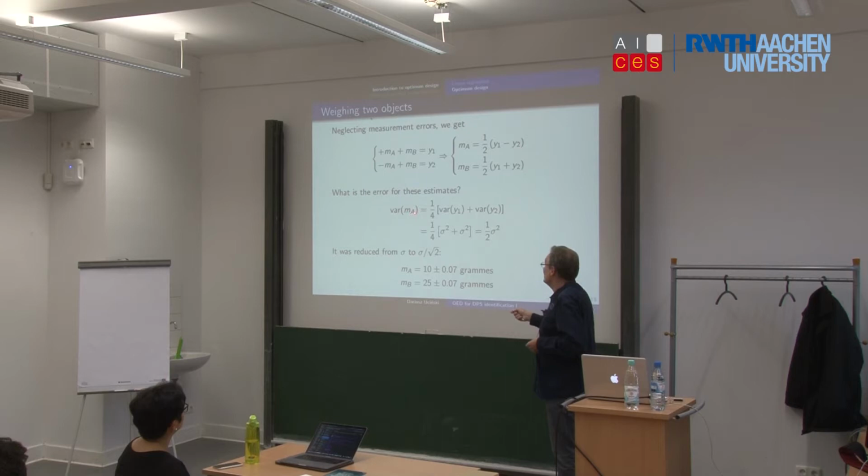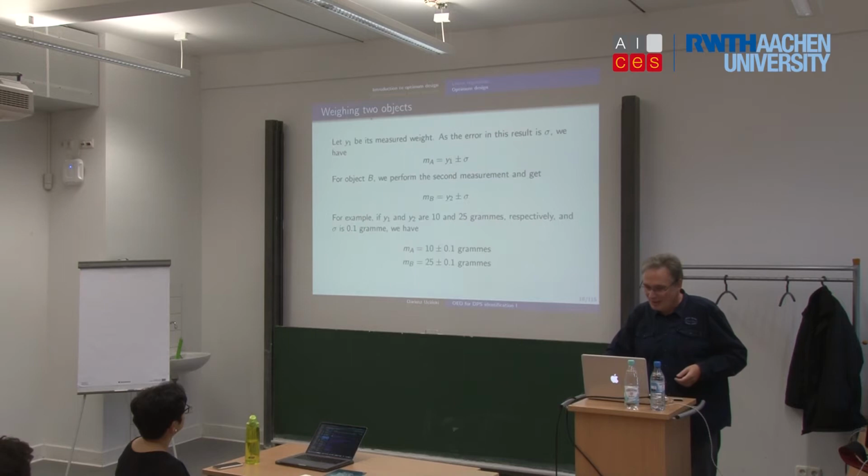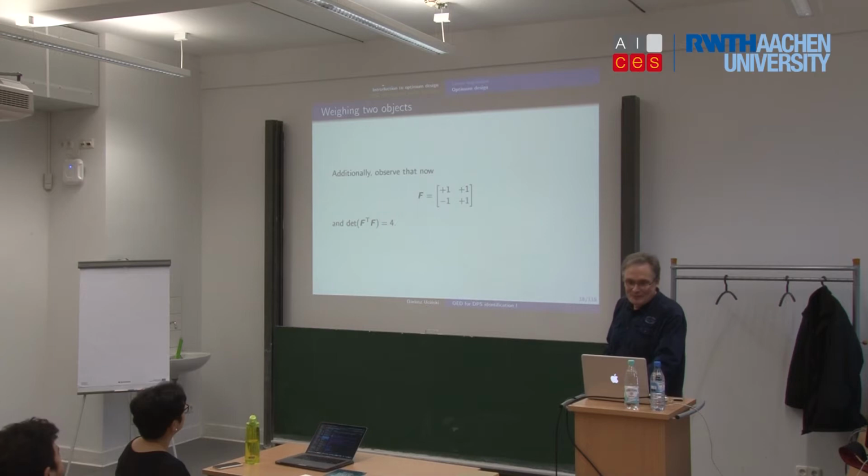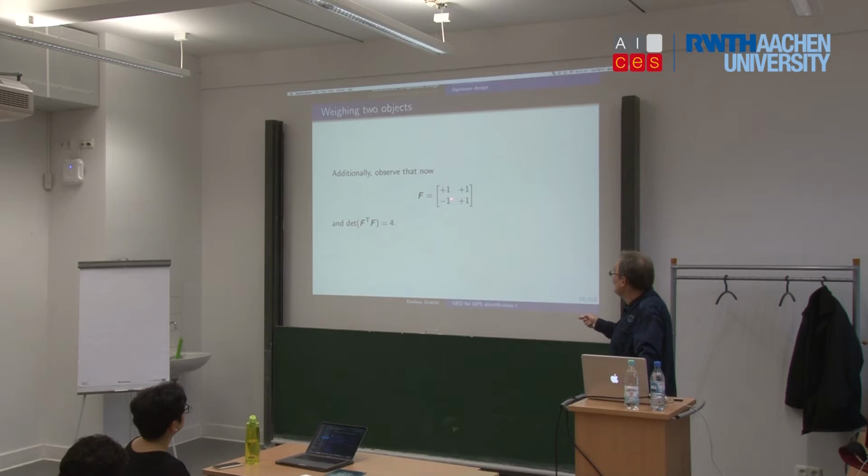And surprisingly, you can see here that the variance is lower than in the previous case. So now when we compute the square root of the variance, we get the standard deviation. It is not sigma as before, but sigma divided by the square root of 2. So this reduced our uncertainty. Our uncertainty was 0.1, and now it is 1.07, so it's much lower. Now the matrix capital F has the following form, and let's note that the determinant is 4 times higher.